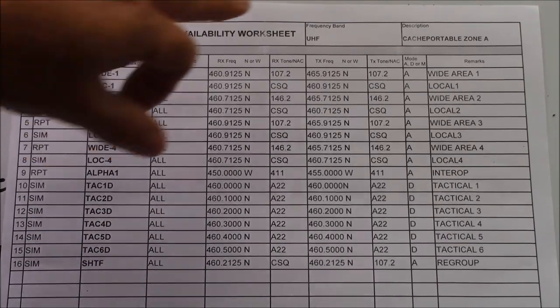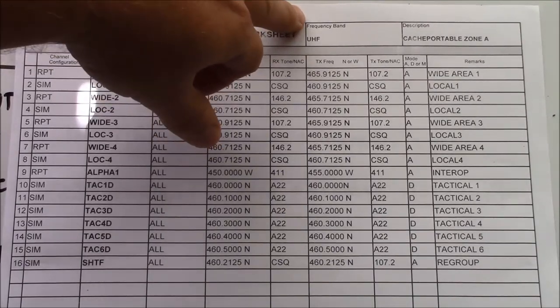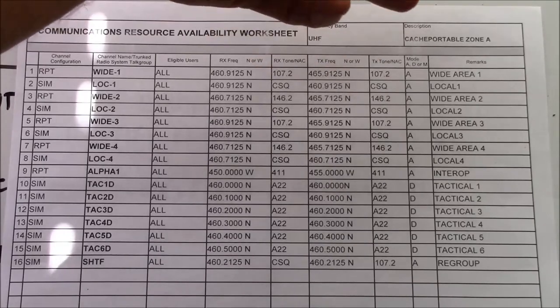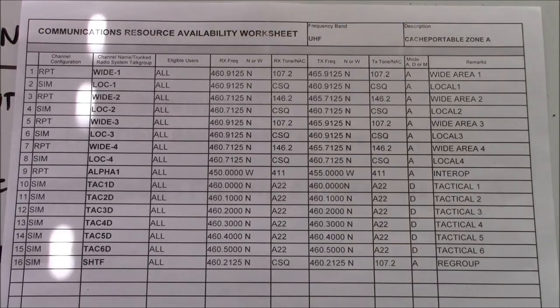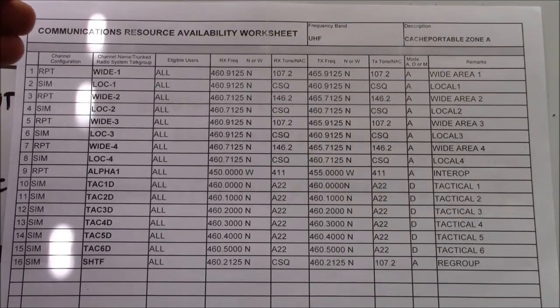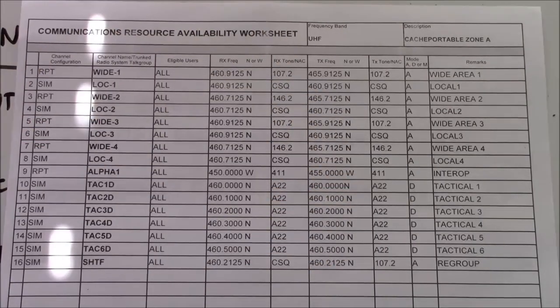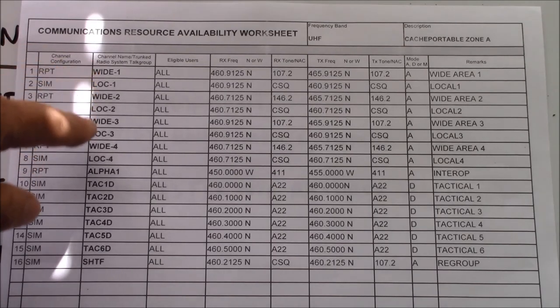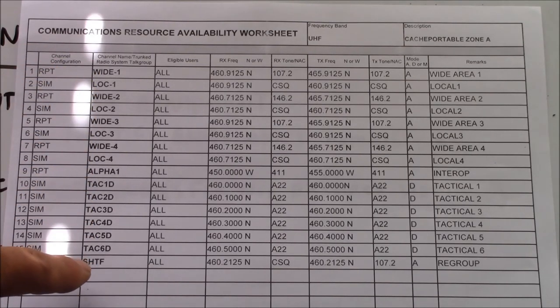And you can see that you can identify which band this is for right here. And the description, like this is Zone A of a portable radio that's within your UHF cache. And these frequencies here, I just put these on here. They don't make any sense whatsoever. But you can see you've got channels 1 through 16, which are the selection on top of the radio. And we have our configuration of repeated or simplex channels here. We have the names that we've selected for each one of these channels.